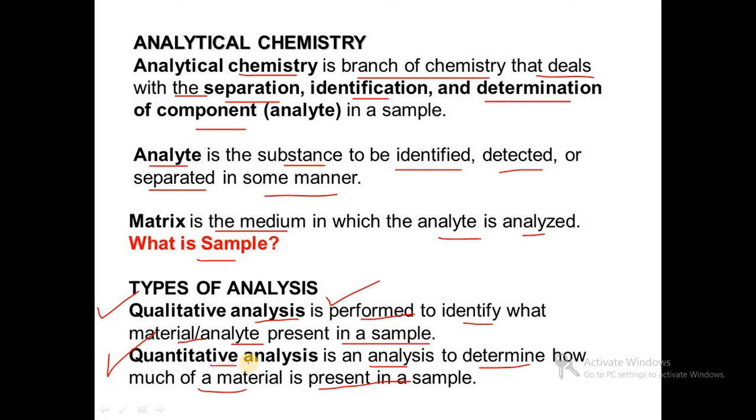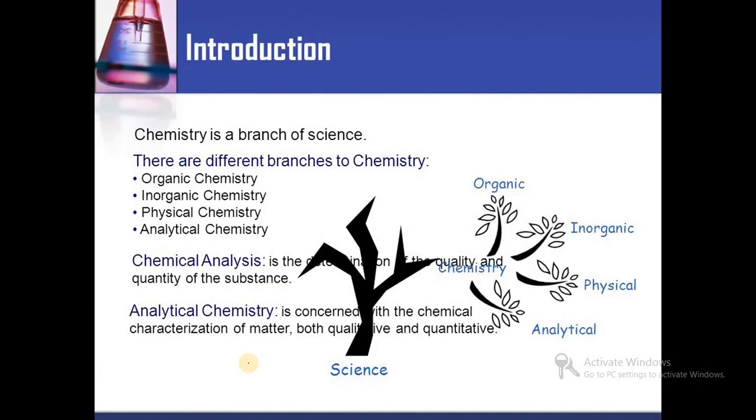So separation of organic mixtures, then identification of the components in the sample. In the case of chemistry, we know that chemistry is a branch of science. There are different branches of chemistry, the most important being organic, inorganic, physical and analytical. So the tree diagram signifies that chemistry further branches into organic, inorganic, physical, analytical and biochemistry also.